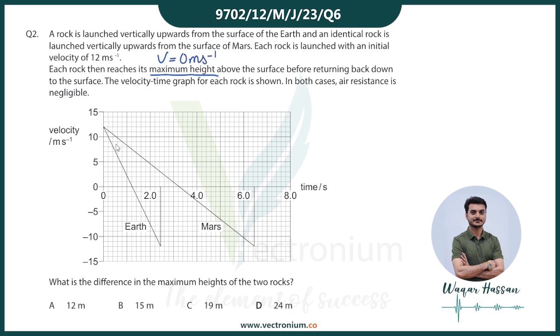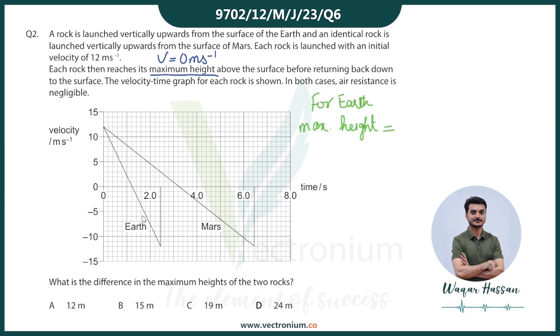Okay, now let's analyze the graph and calculate the maximum heights for both rocks. Okay, so now we need to calculate the maximum height. So for this we have to analyze the velocity time graph, and I hope everyone remember that the area under velocity time graph gives us the distance or height. Right, so for Earth, let's calculate the maximum height.